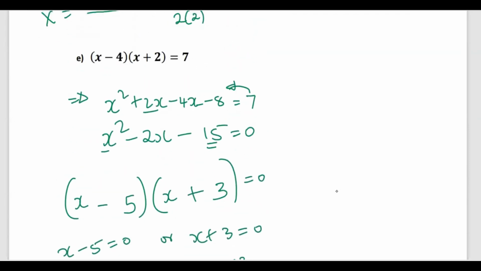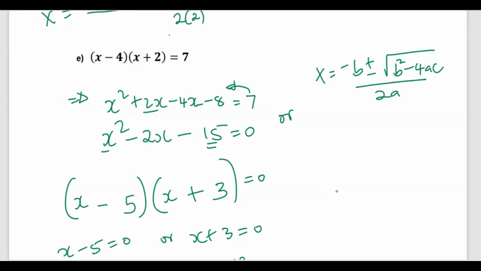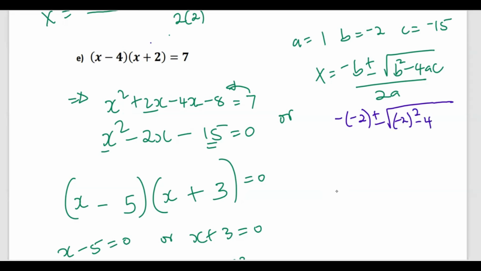All right. So alternatively, we said we can use the quadratic: negative b plus minus the square root of b squared minus 4ac, everything is over 2a. All right, so we know that our a is 1, b is negative 2, and then c is negative 15. If we just do the substitution, it's a negative with a negative 2, plus minus the square root of negative 2 squared minus 4, the a is 1, the c is negative 15. Everything is over 2 times 1.